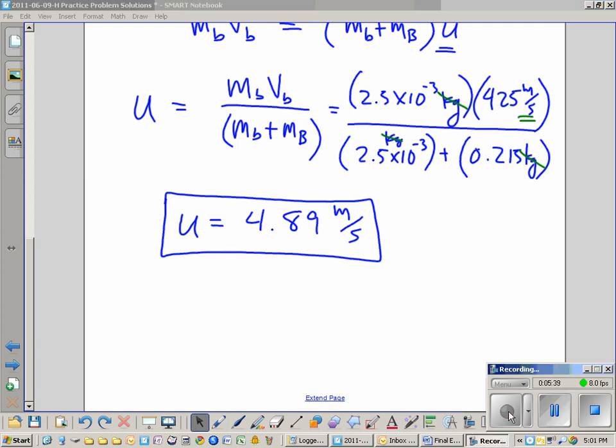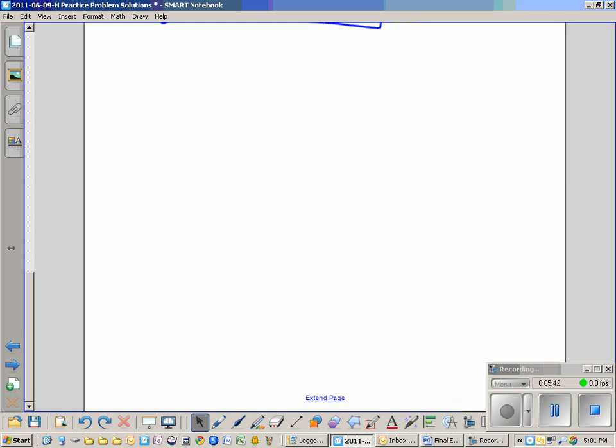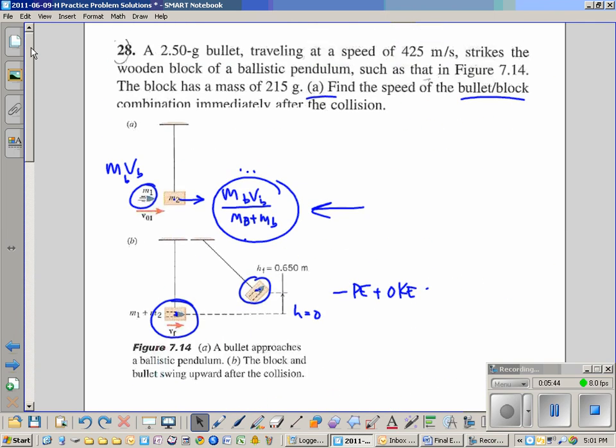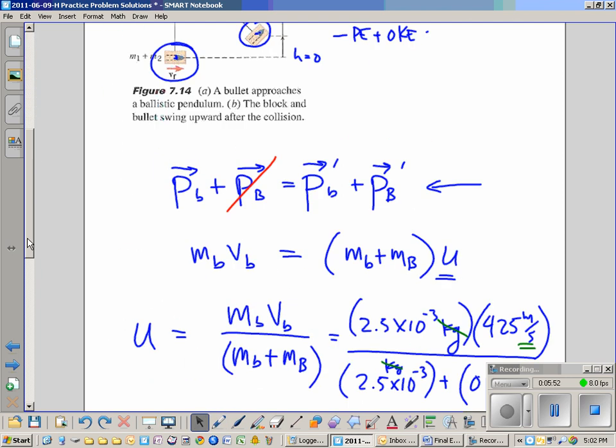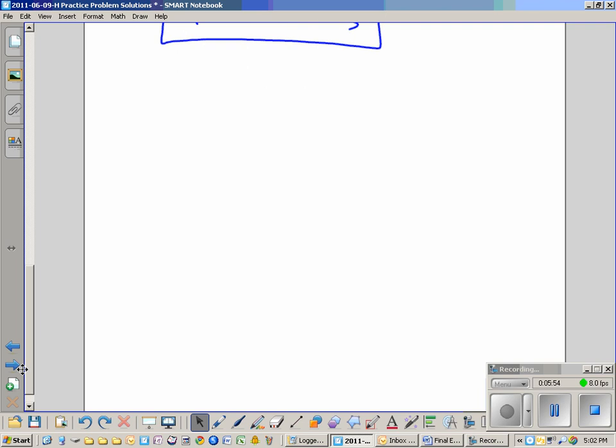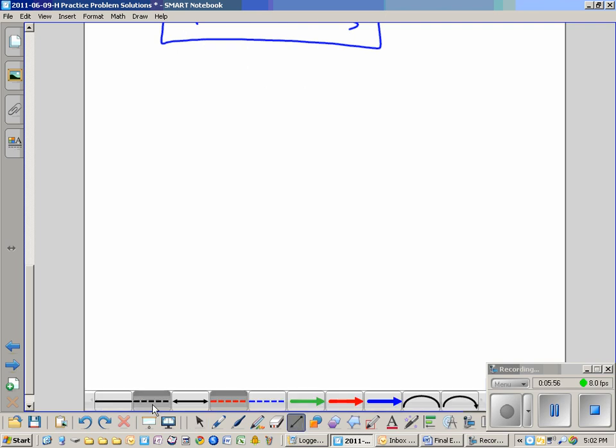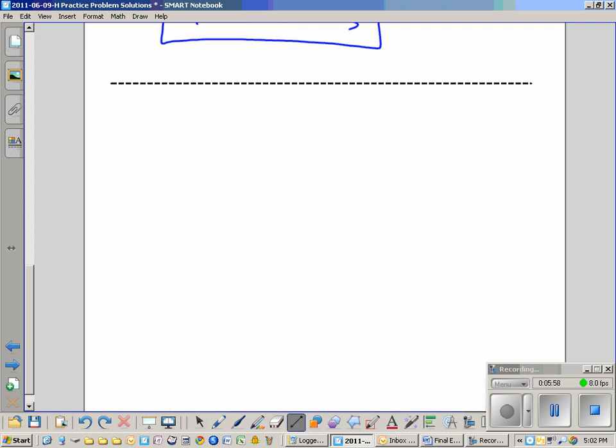Now, I did not assign this, but what makes this a cool problem is it's a combination of a conservation of momentum problem, which is what we have for A, and a conservation of energy problem, which is what we have for B. So let's come down, and even though I didn't assign it, it's kind of cool to know how to do this problem, and we will do a conservation of energy problem.